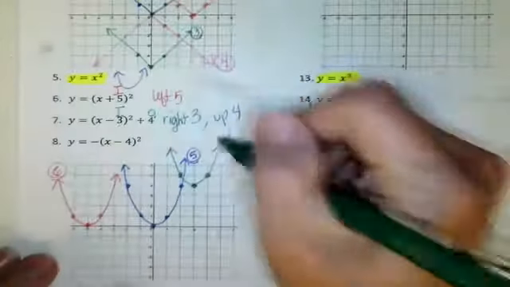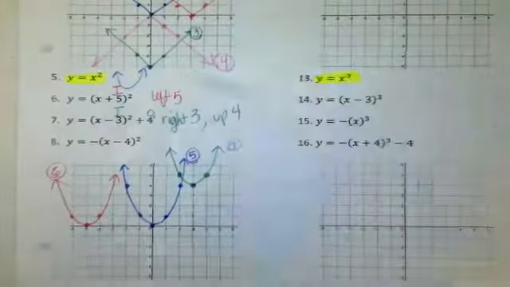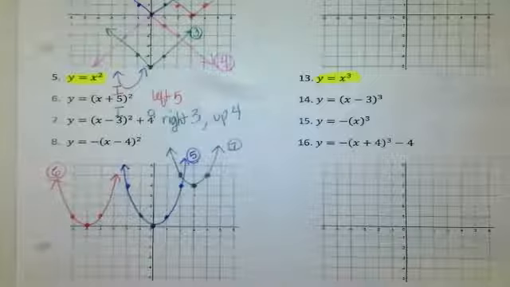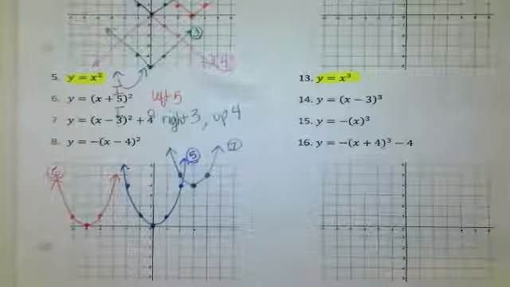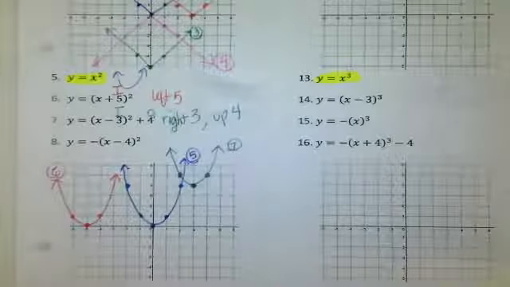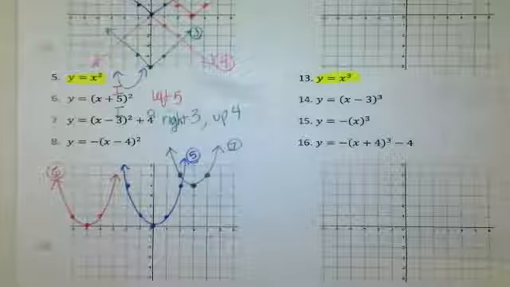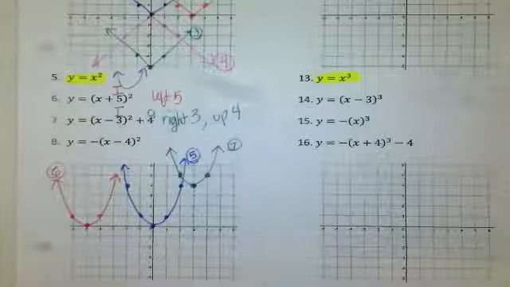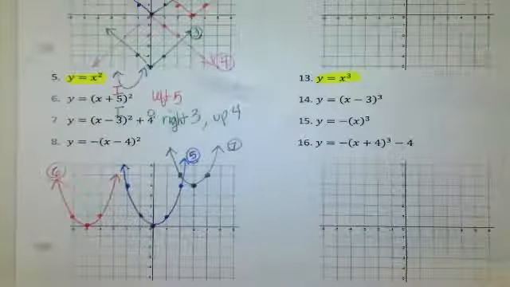Right 3, up 4. It takes our parent function and just slides it 3 units to the right and 4 units up. Okay?